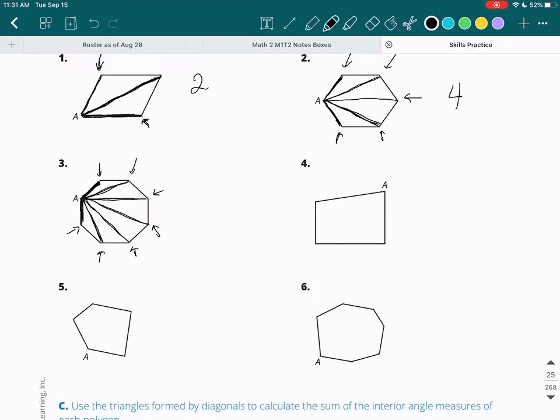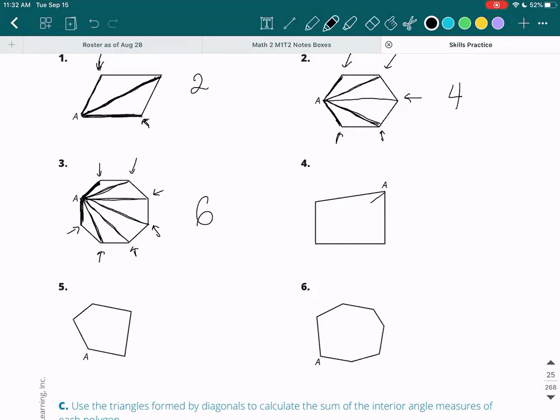Okay, I drew 1, 2, 3, 4, 5. Wait, 1, 2, 3, 4, 5. Yeah, I drew 5 diagonals. So how many triangles do you guys see now? 6. Great. Keep going.